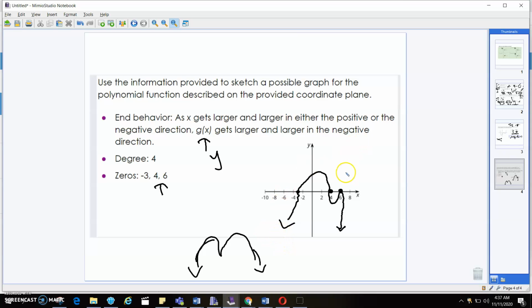Okay? That's my possible sketch, but again, there could be more than one. That's a rough sketch. But there could be more than one. You could do something else. There could have been a bounce over here. Okay? That's totally fine as well.